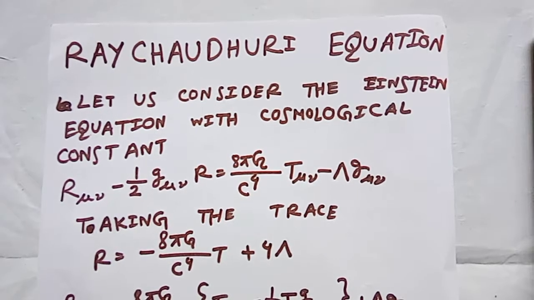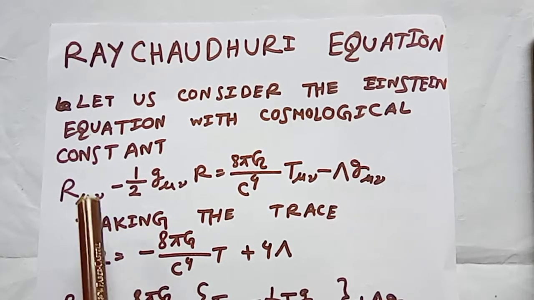Today our lecture is about the Raychaudhuri equation, and how to derive it. In general relativity, the Raychaudhuri equation is a fundamental equation. This equation gives the temporal behavior of a gravitating cloud on the basis of the Einstein equation under very general conditions. This differential equation governs the spatial expansion or contraction. Let us consider the Einstein equation with cosmological constant.